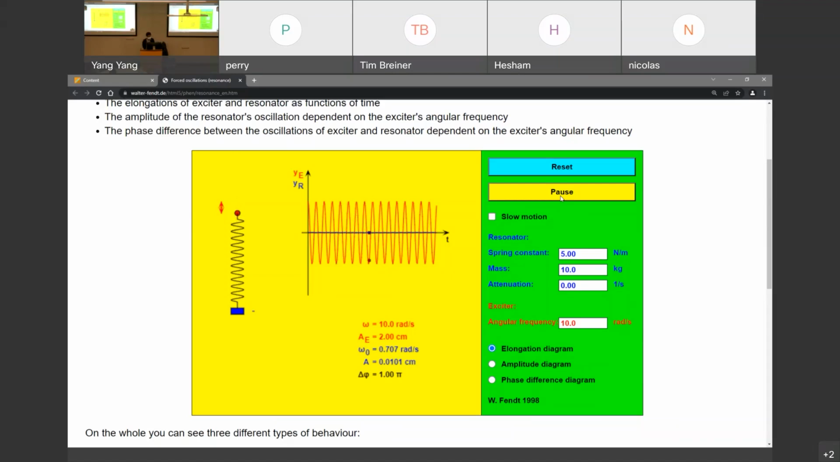What's the response here? It's barely moving. There's no sine wave. So Perry, you are correct. There is no sine wave. So that means that if the frequency of the exciter is much larger than the natural frequency, there is basically no motion for the mass. So very interesting, huh?